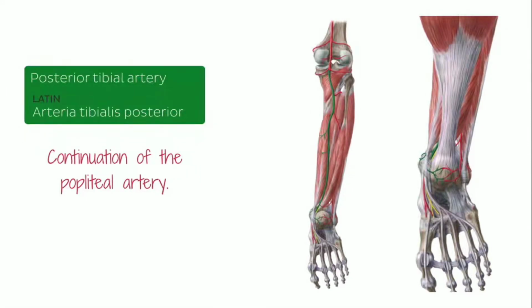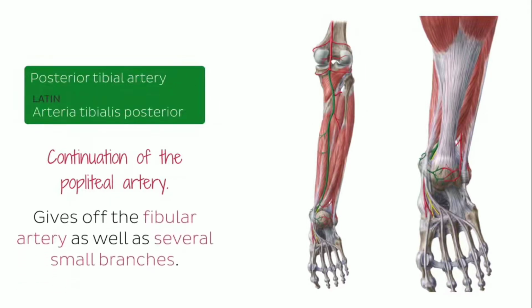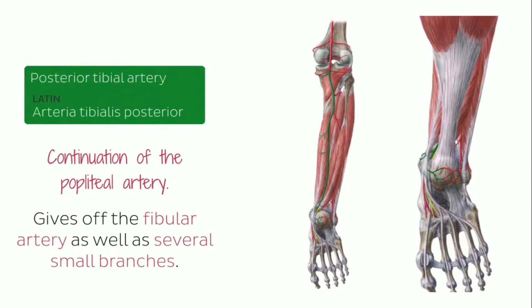This one begins at the level of the popliteus muscle and runs caudally with the tibial nerve into the deep flexor group of the lower leg. And during its course, it gives off the fibular artery as well as several small branches towards different structures of the lower leg, like the tibia, the medial malleolus, as you can see here. This is the medial malleolus for location, the calcaneus, and the surrounding musculature.